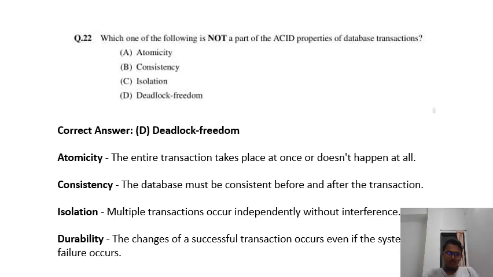Which of the following is not a basic ACID property of a database? As we know, deadlock freedom is not one of them; the properties are atomicity, consistency, isolation, durability.